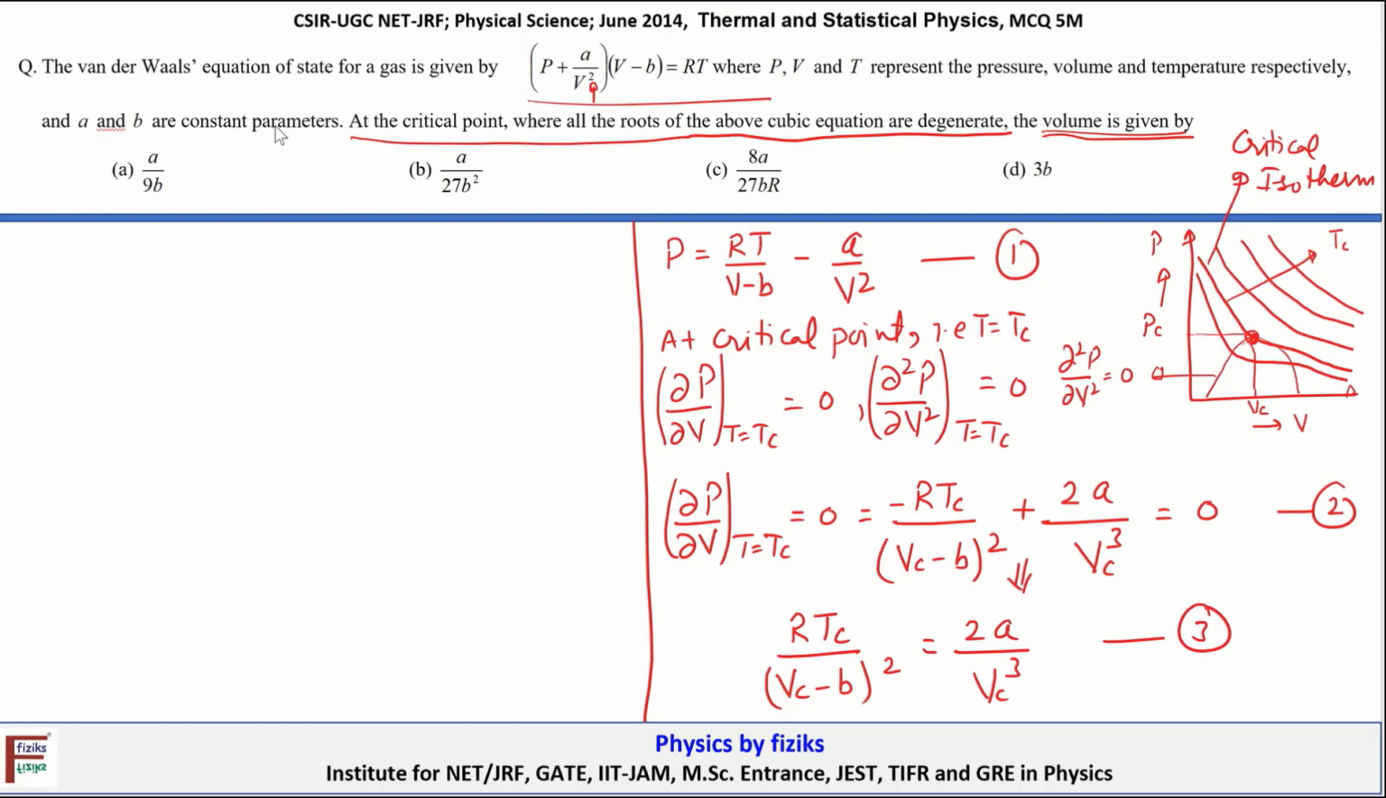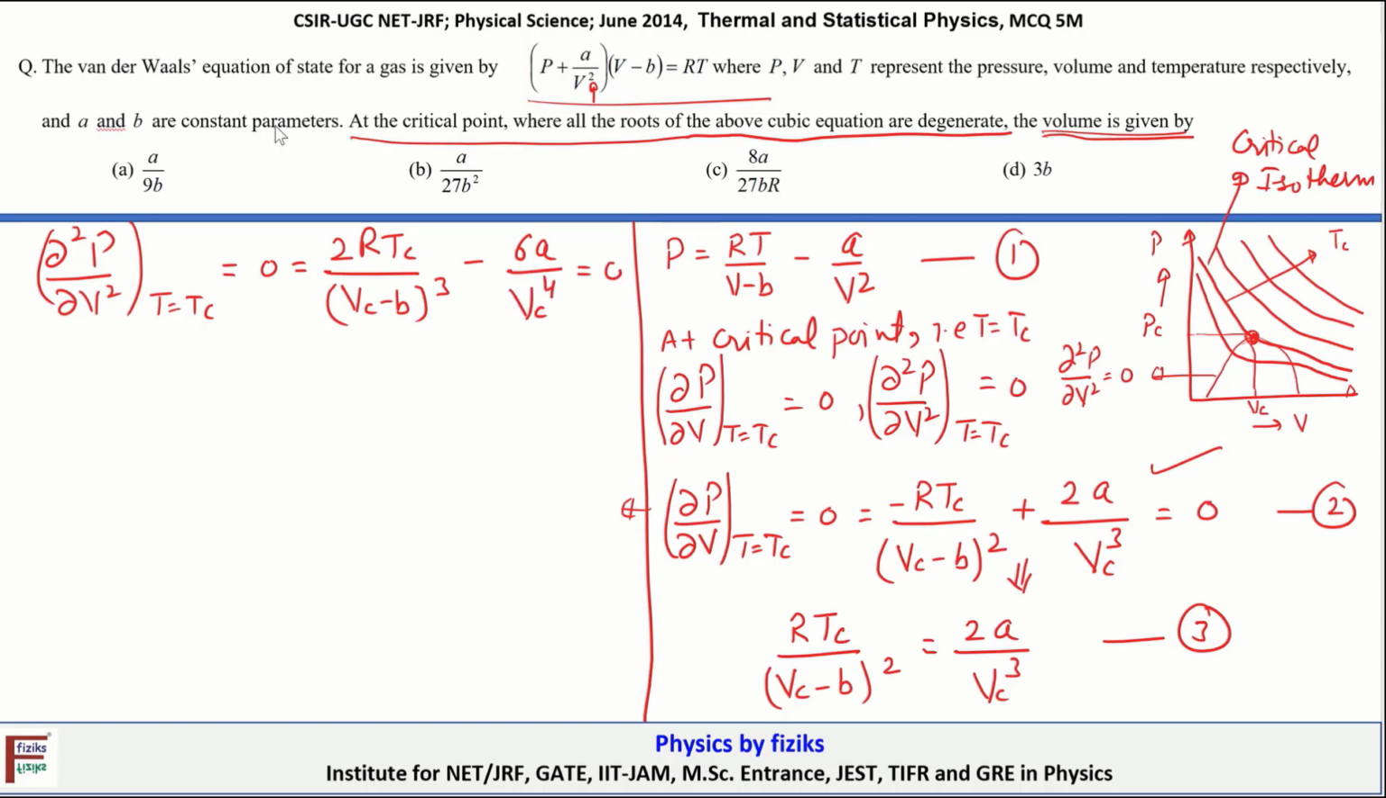Okay, now again differentiating the equation with respect to V, so that means basically we are going to differentiate this result again, by removing the suffix C here. The suffix C simply denotes that we are talking about the critical parameters at this point, corresponding to the critical isotherm. Okay, so again differentiating equation 2, we will obtain d2P upon dV square corresponding to T is equal to Tc, which is equal to 0, which is equal to 2RTC divided by Vc minus b cube, minus 6a upon Vc4, and that is equal to 0.